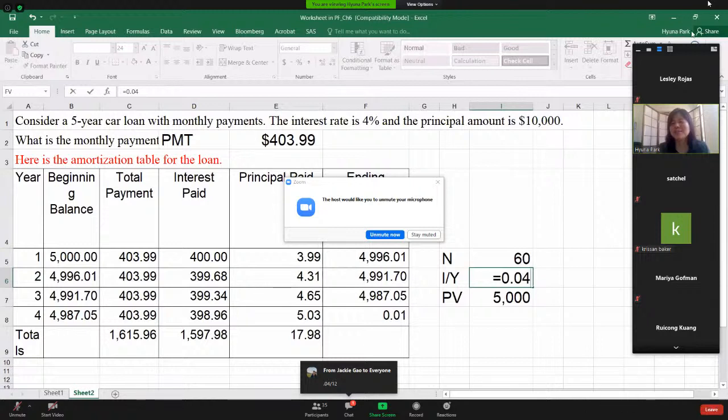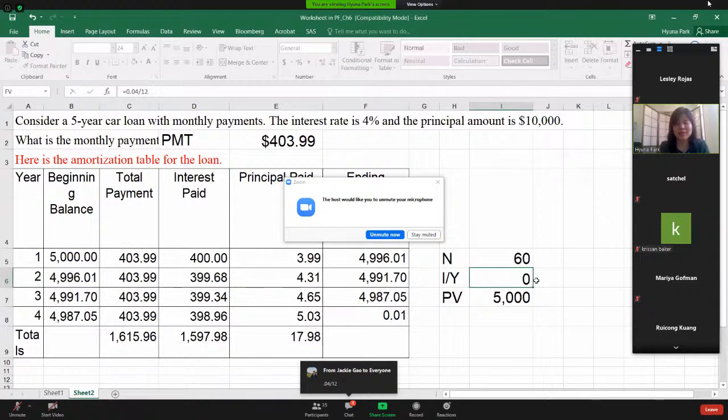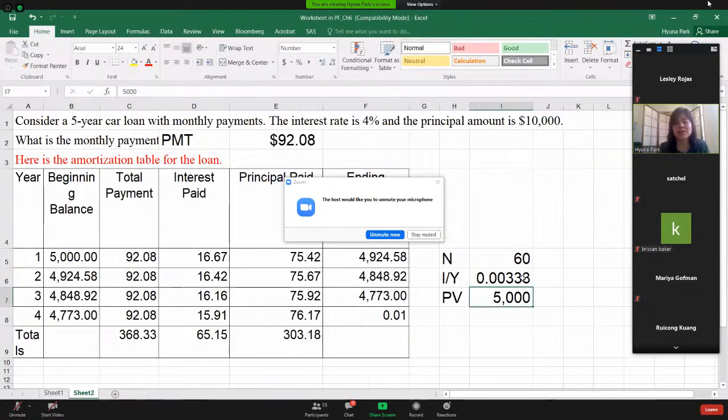No, I should do something. Someone wrote in the chat box. Yes, good, Jackie, thank you. We need to divide it by 12. Thank you, Jackie, for the participation, because this is a monthly loan. And then the principal amount should be $10,000. You want to borrow $10,000.